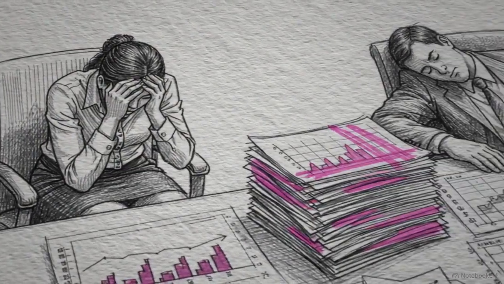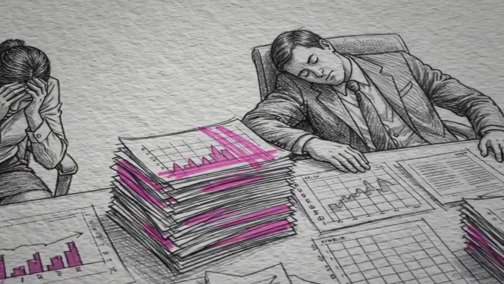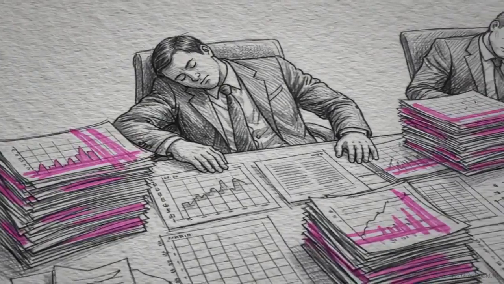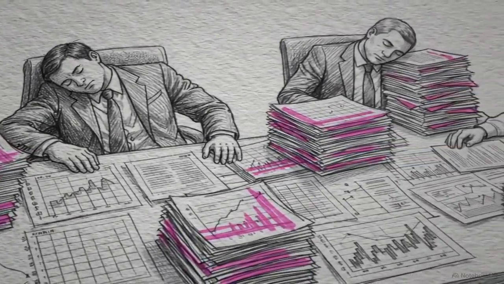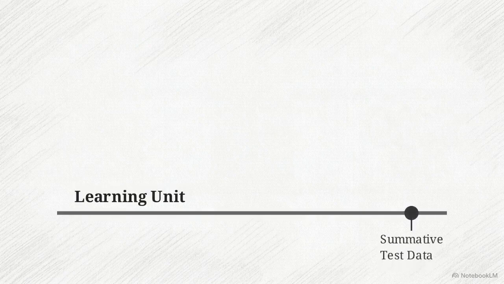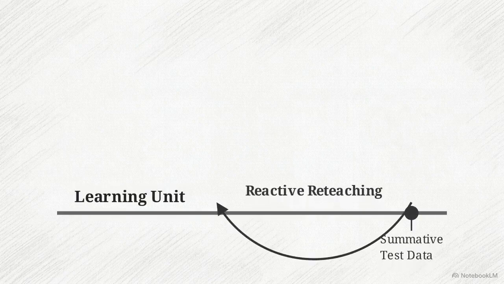Standard data meetings often follow a predictable pattern. Teams review printouts of summative test scores, identify a broad area of weakness, and agree to reteach the concept the following week. This approach is reactive, relying on data that arrives after the learning unit has already concluded.